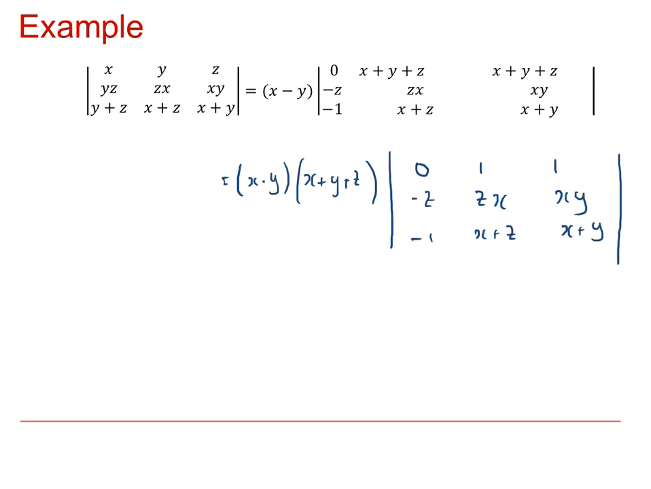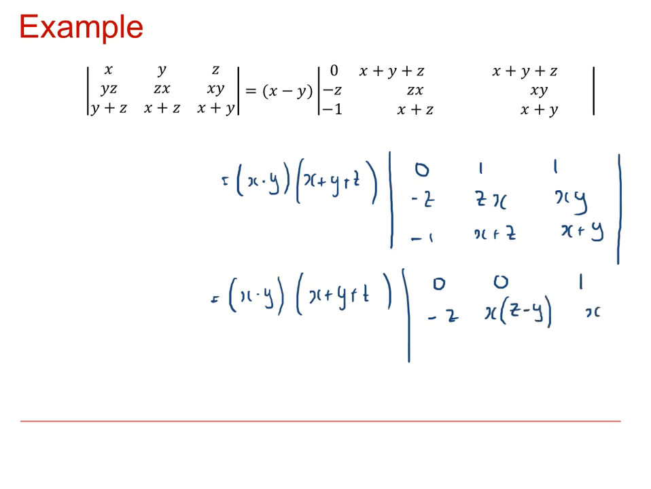Now, there are all sorts of ways of evaluating the determinant that's left, but one way would be to subtract column 3 from column 2. So we have x minus y, x plus y plus z, and then when we do the subtraction, we get 0, 0, 1 in the first row, minus z, and then x multiplied by z minus y, xy in the second row, and then finally negative 1, z minus y, and x plus y in the third row. Now that is a relatively straightforward determinant to evaluate, because we've got two zeros in the top row and just a single element of 1.